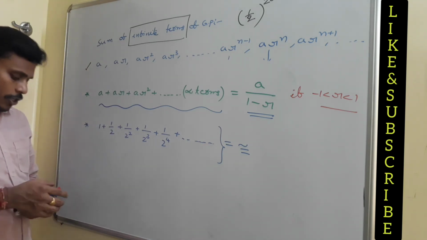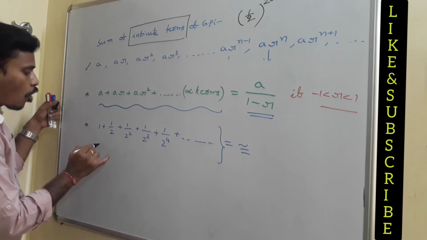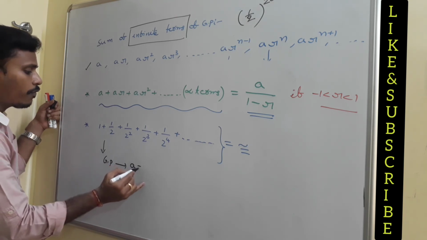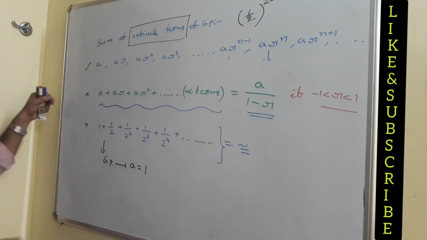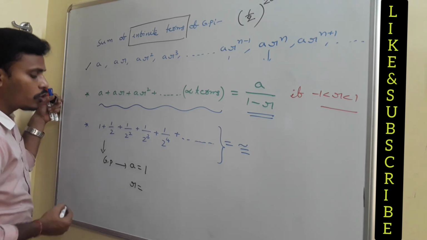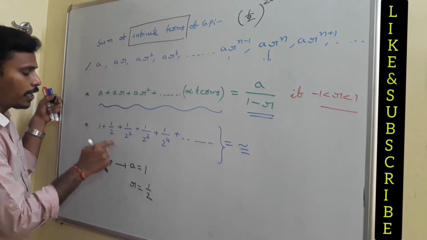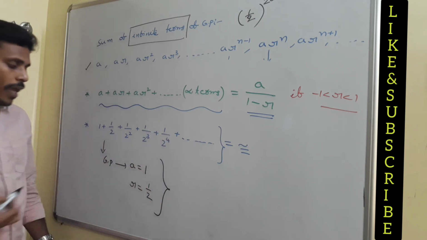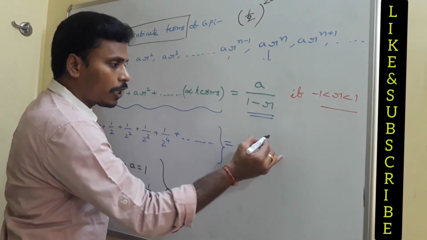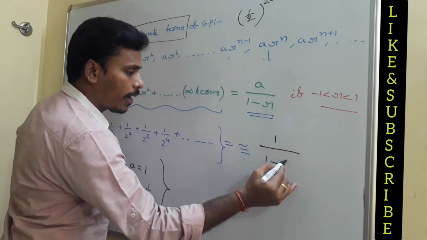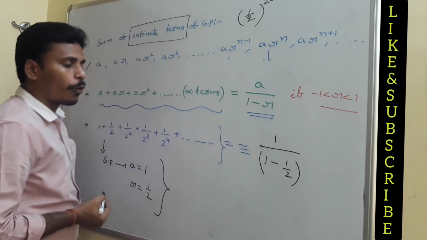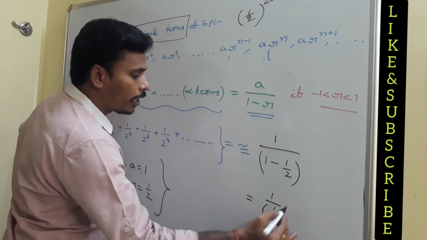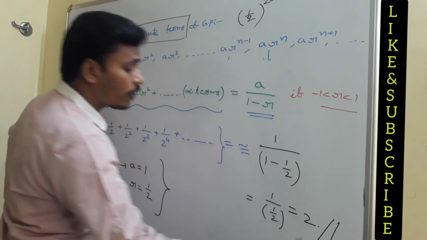Now if you look at the summation, clearly it is forming a geometric progression. The first term of the geometric progression is clearly 1. The value of a is 1. Whereas the common ratio of the geometric progression is 1 by 2, since we are multiplying by 1 by 2 to get the next term from the previous one. So it is very clear. a is 1 and r is 1 by 2. Then use this particular formula, a by 1 minus 1 by 2. This is your approximate value. Now what can we say about 1 minus 1 by 2? It is 1 by 2. 1 divided by 1 by 2 is 2. So the approximate value is 2.